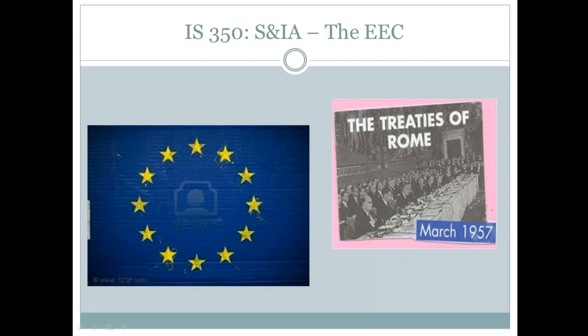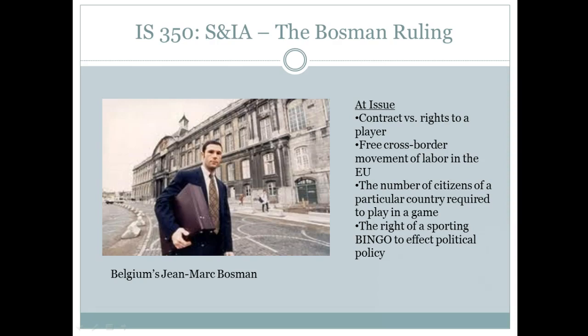Anybody in any labor. However, labor in the sporting world is odd. And labor in the sporting world in the United States is odd as well, not just in Europe. At issue is your contract versus your rights as a player. So in the United States, for example, you'll be familiar with what happens in a draft for football, basketball, baseball, hockey, etc.